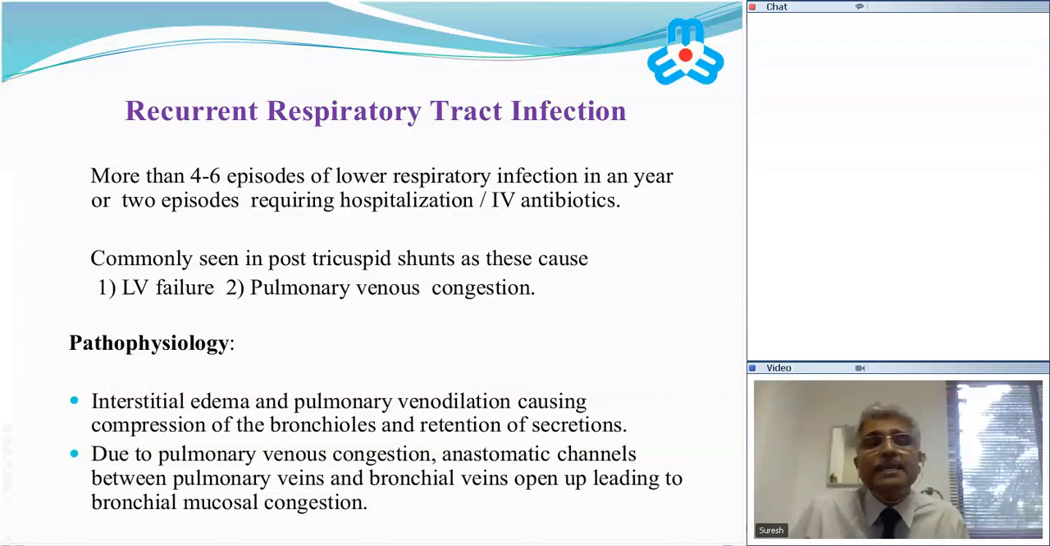So you need a lower respiratory tract infection, underline lower. This is commonly seen in post-tricuspid shunt, and the occurrence of these in post-tricuspid shunt is related to left heart failure and pulmonary venous congestion. When there is interstitial edema and pulmonary venodilatation, there is a compression of the bronchioles and retention of secretions. When there is pulmonary venous congestion, anastomotic channels could open up between pulmonary vein and bronchial vein, leading to bronchial mucosal congestion.